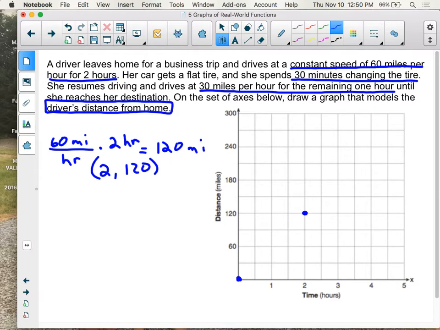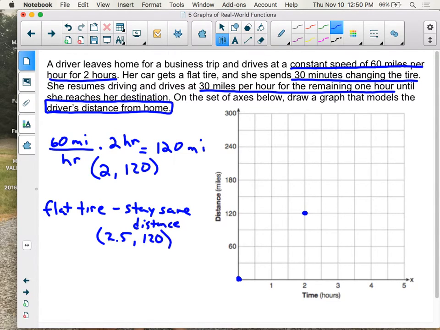You get a flat tire and you spend 30 minutes changing the tire. So when you get that flat tire, has your distance from home changed? You stay in the same distance for now, but you go for another 30 minutes, you're changing that tire. So maybe that means 2.5, 120 is another point. I've gone 30 minutes, but again, my distance hasn't changed.